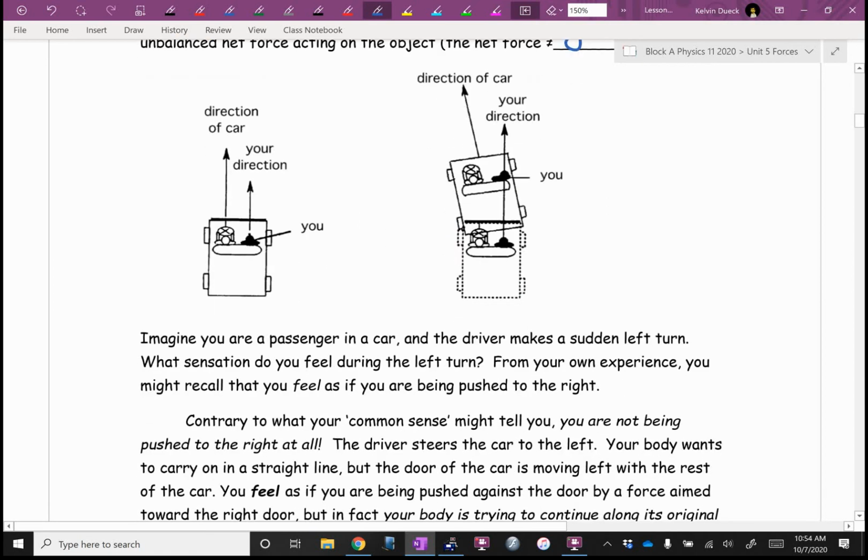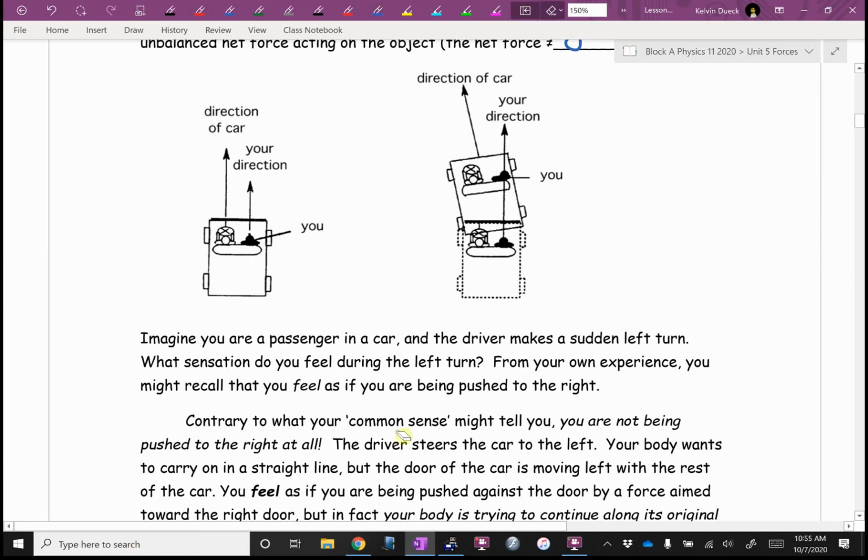Okay. So imagine you're a passenger in a car and the driver makes a sudden left turn. What sensation do you feel during the left turn? This is also why your body is a backwards accelerometer. You're actually feeling the water, the liquids inside your body sloshing. So when I told you that you feel acceleration backwards, it's because what you're feeling is the liquid wanting to keep going in a straight line at a steady speed, or if you're at rest, wanting to remain at rest.